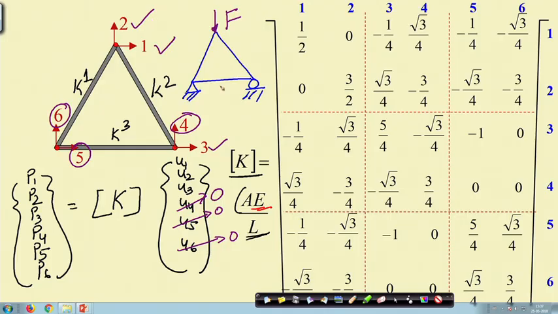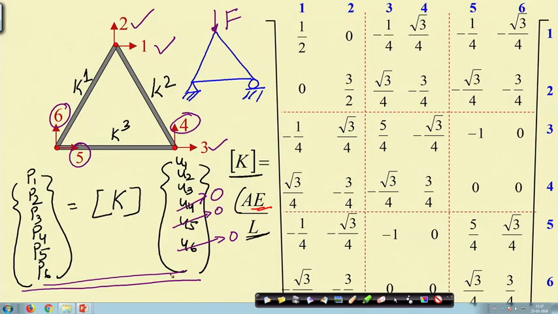Once I write the force displacement relation, this is the mathematical representation of the structure. This representation is incomplete, because as of now we have not given the information about the boundary conditions and the forces. In the next class, we will see how to give this information in this expression, and then how to solve for the rest of the unknowns. So, I stop here today.